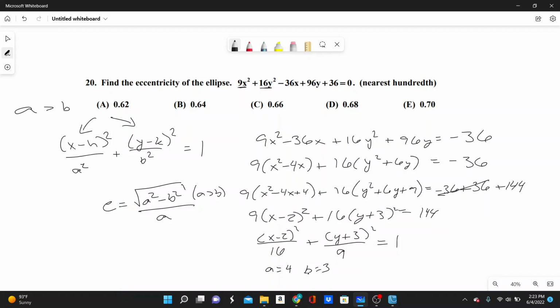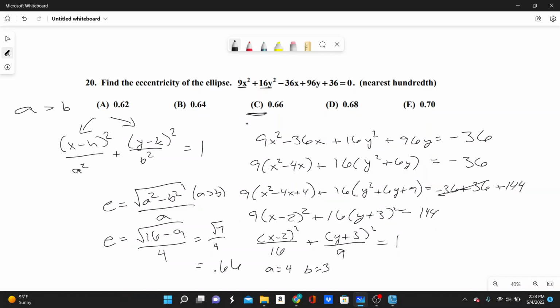So a is 4 and b is 3, so our eccentricity will be the square root of 4 squared is 16, 3 squared is 9, all over 4. And so our eccentricity is going to be square root of 7 divided by 4, and that is equal to about 0.661. Or I'm just going to do 0.66, because these are all to the hundredths place. So that will be answer choice C.